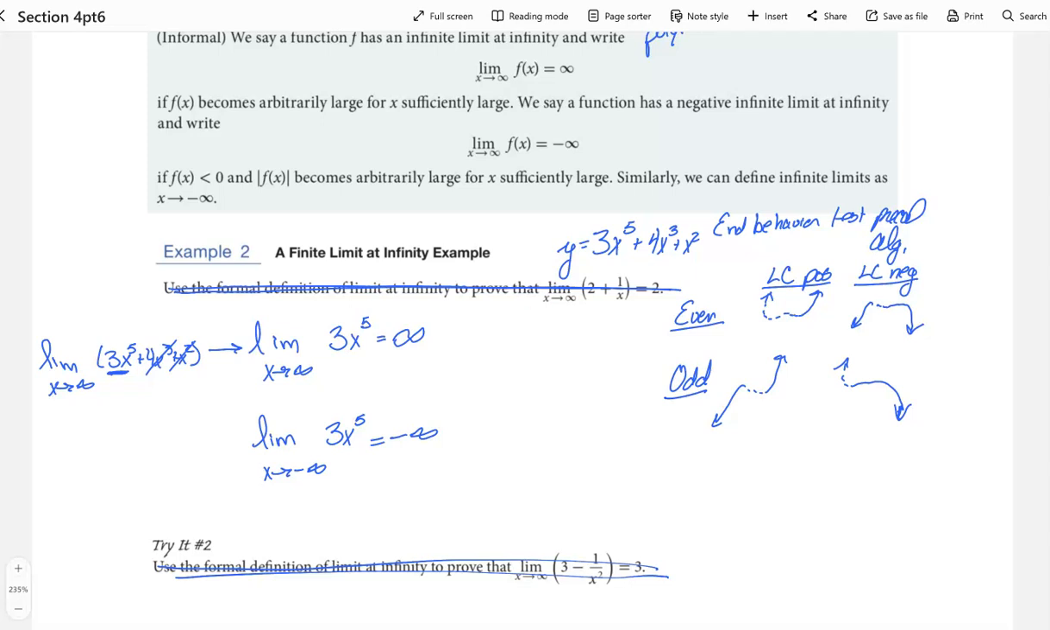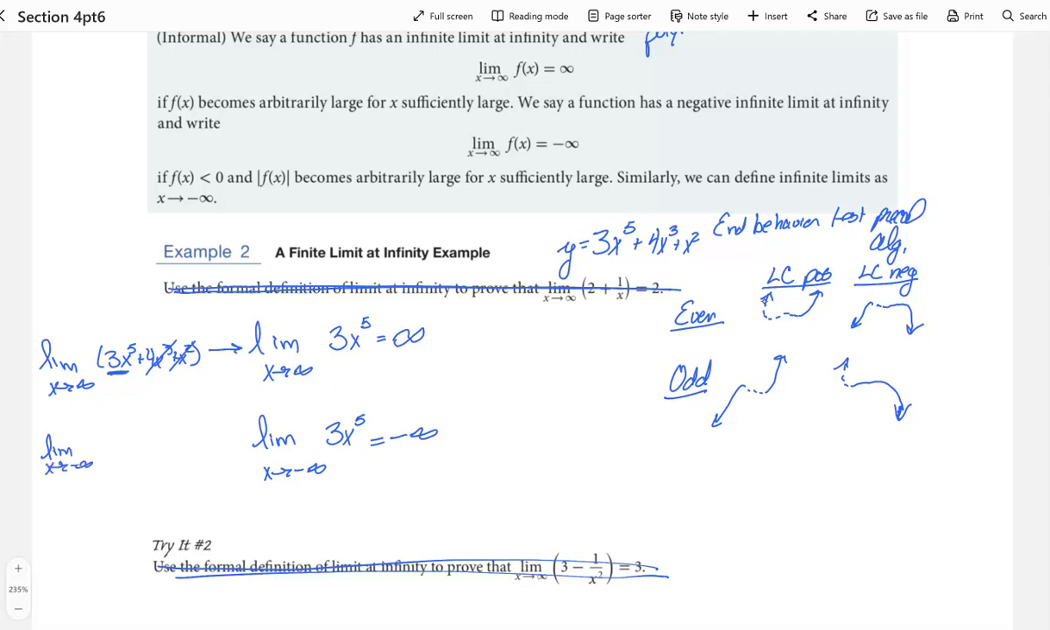So that's why this rule works so well, because as x gets larger, all of your other terms really become insignificant. When I think about raising a billion to the fifth power, it's going to outweigh what happens with that cubed and that squared. Same thing over here.